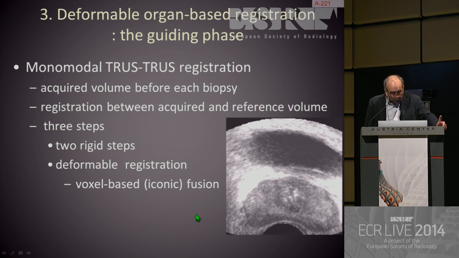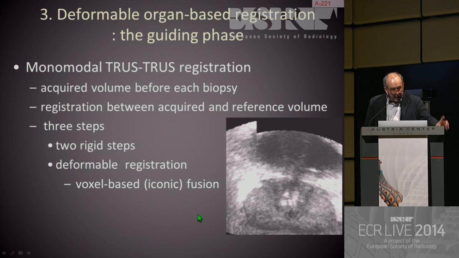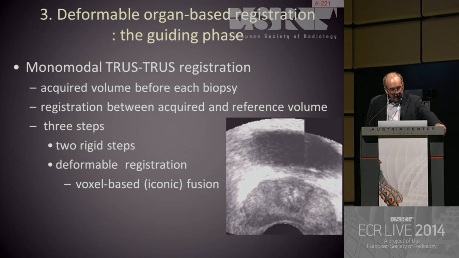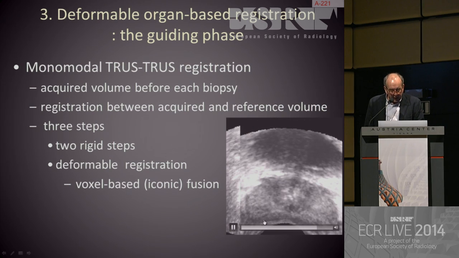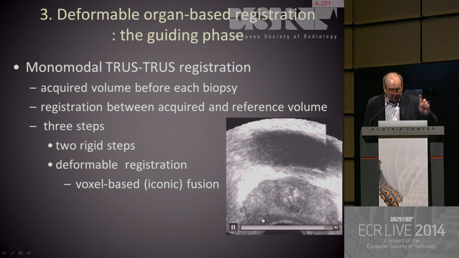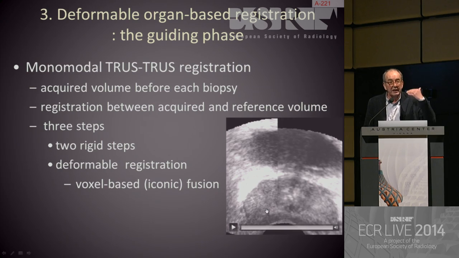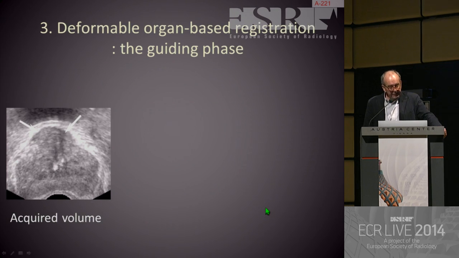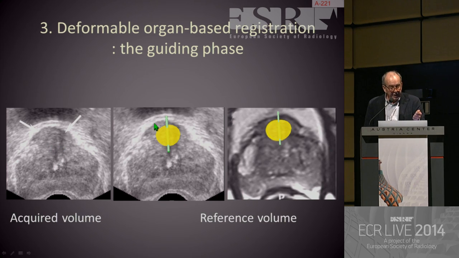So you use a second deformable registration based on a voxel iconic fusion. And now the posterior aspect of the prostate is going to be adjusted. And now the acquired volume is perfectly adjusted to the reference volume. And because the reference volume is registered to the MR, you are in good condition to start the guiding phase of the biopsy. So this is the acquired volume. So you aim at the presumed area, you activate the biopsy gun, and if you're good, the needle is within the lesion, and it can be displayed on TRUS or MR.